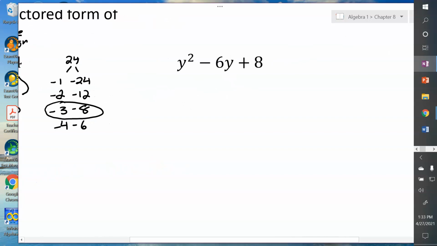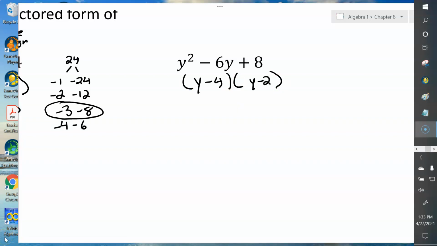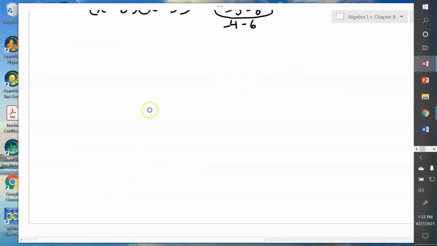Okay, I want you to try on your own. This one, we have y squared minus 6y plus 8. So please pause your video right now, and then when you come back, you can check your answer. You should have gotten y minus 4 and y minus 2. All right, next one.